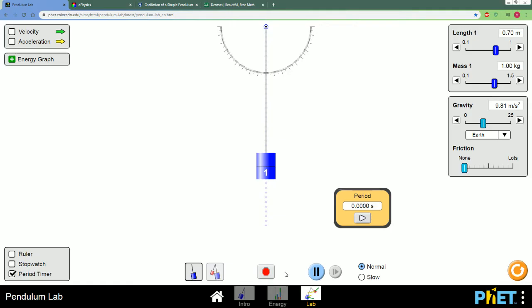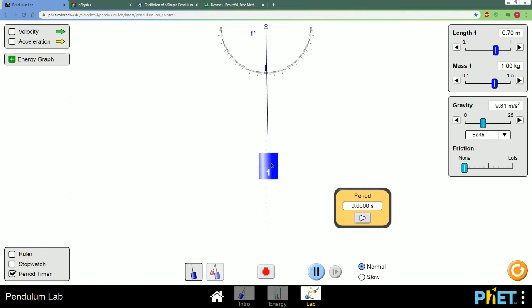Angelica said that the period will be greater because the distance the ball has to travel has to be bigger. So let's set this to, let's say, 5. Now, I'm going to let it go. It's going to oscillate here perfectly. I'm going to set up the timer for the period. So, this was when it was at 5. The period here is 1.6792. All right, let me stop.